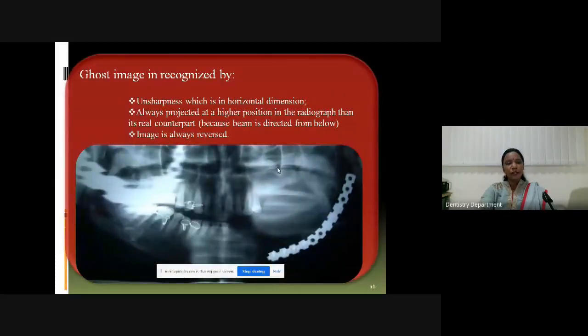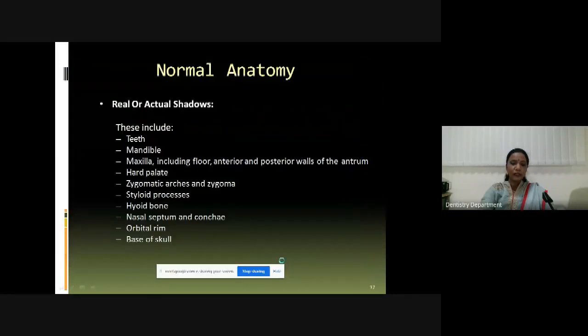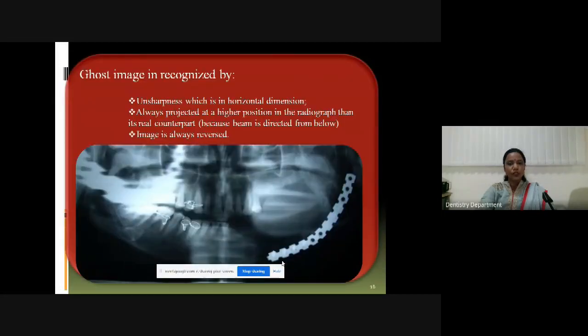How can we identify a ghost image? Why is it of so much importance in the OPG? It is the unsharpness which is in the horizontal direction. Here you can clearly visualize a mandible reconstruction plate, and here we can see the ghost images, that is unsharpness in the horizontal direction, always projected at a higher position in the radiograph than its real counterpart because the beam is directed from below and the image is always reversed. Here you can see the ghost images of the reconstruction plate of the mandible. It should not be mistaken for any pathology, bony lesions or geometrical distortions.